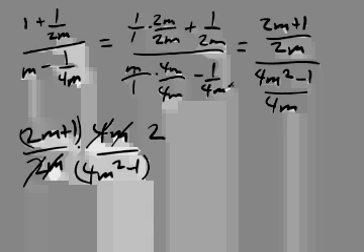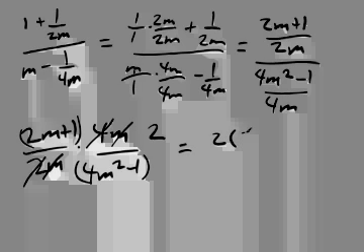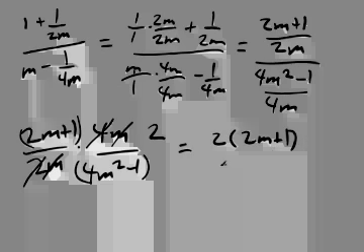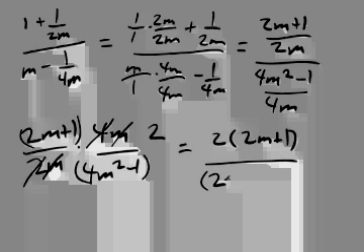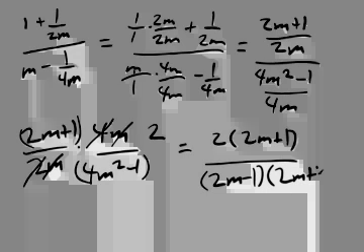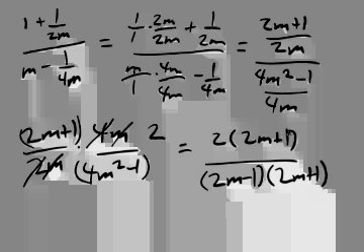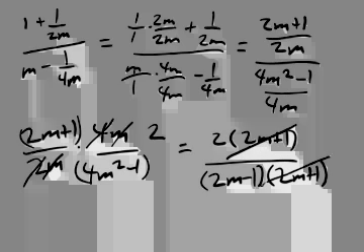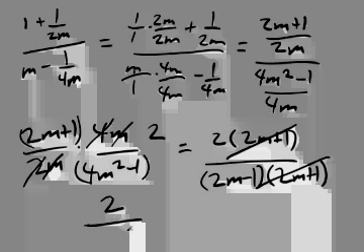But if you look closely, you'll see that the value 4m squared minus 1 can be represented as the difference of squares. So what we actually have is 2 times 2m plus 1 over 2m minus 1 times 2m plus 1. So we can further reduce these two factors, and our simplified form is 2 over 2m minus 1.